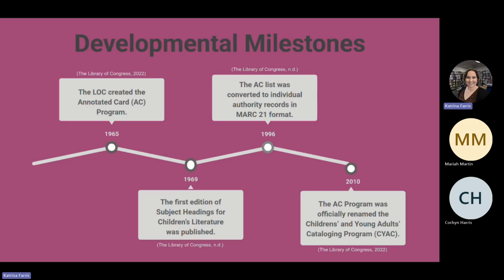In 1996, the AC list was converted to individual authority records in MARC 21 formatting. Headings and subject headings had been modified to fit the CYAC guidelines for use of children, so the authority records needed to match the unique modifiers for children's cataloging. And in 2010, the AC program was officially renamed the Children's and Young Adults Cataloging Program, or the CYAC program, and continuously monitors policies and best practices to ensure age-appropriate access to juvenile literature.